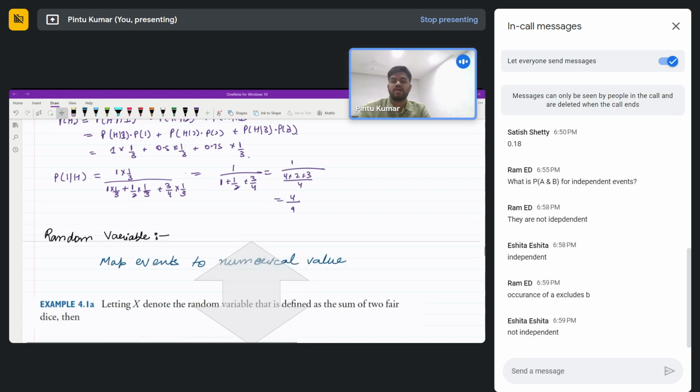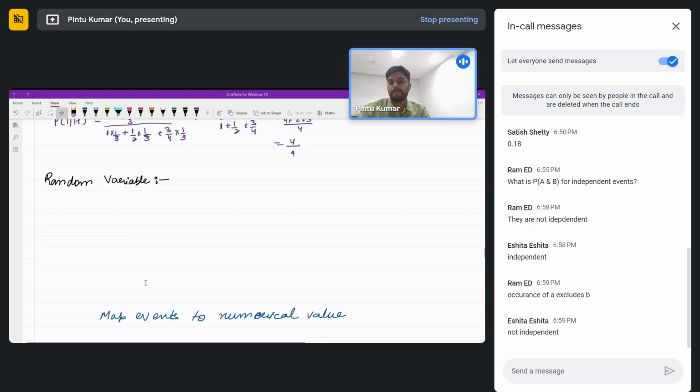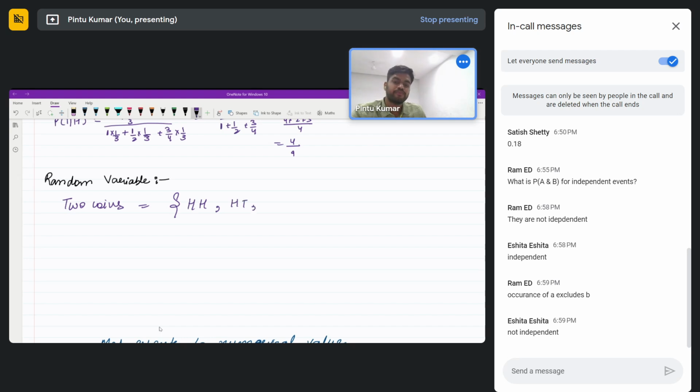I'll motivate this random variable via an example. Okay. Let's say you toss two coins. You toss two coins simultaneously. So what is the sample space that you'll get? You'll get something like head head, head tail, tail head, or tail tail, right?